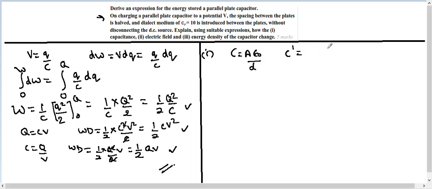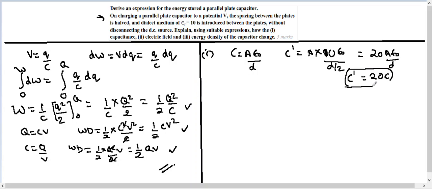So here what happened was A was constant, epsilon naught got changed to 10 epsilon naught, that is, a dielectric of 10 was introduced, and D got halved, right? So we can write it as 20 A epsilon naught by D. So it can be written as 20 C. That means C dash is equal to 20 C now. So it has got multiplied 20 times.